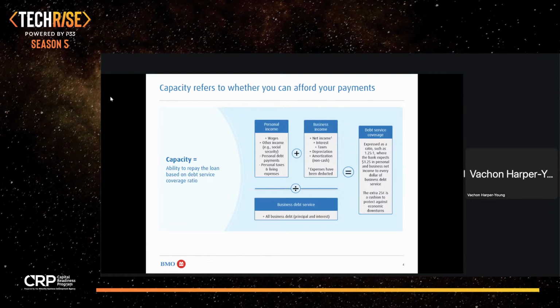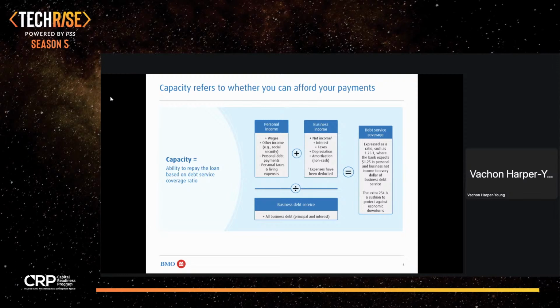So, to your right here, what we have is your debt service coverage ratio. Banks, we love ratios. This is just one of many. And as your business grows, there's other ratios that will be taken into consideration as well. But right now, we'll talk about debt service coverage.